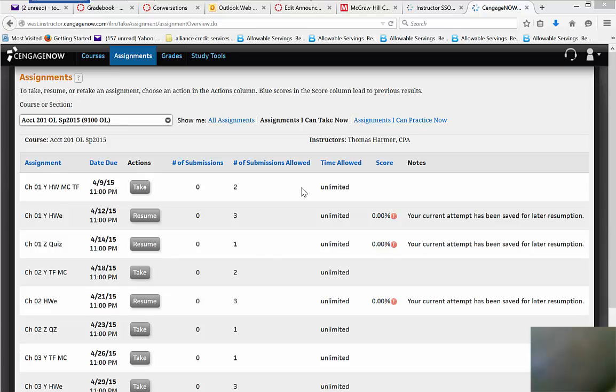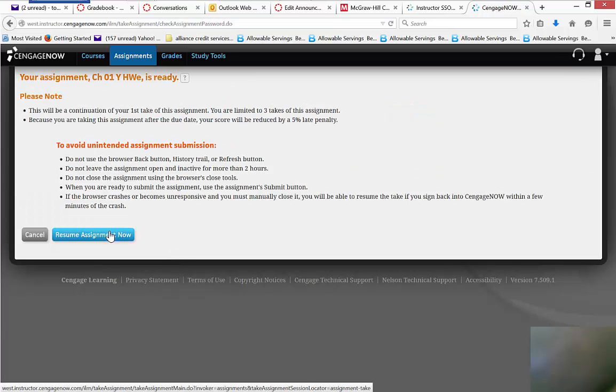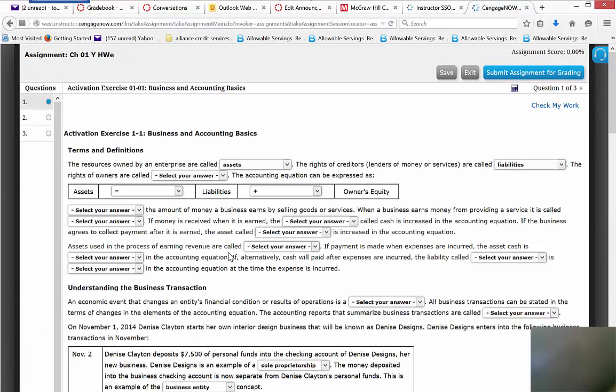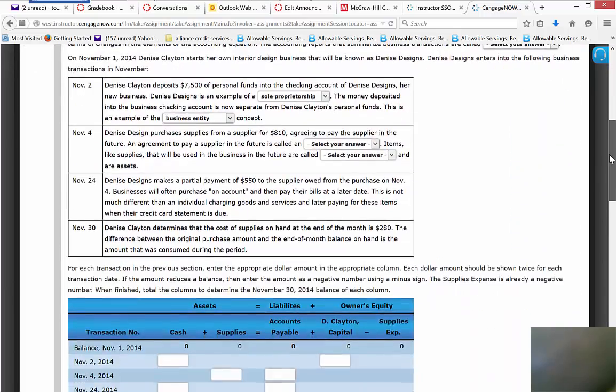So I've already gone in and played with this a bit, but I'm going to click the resume button for this chapter 1 homework exercise collection. So I go into this resume assignment, which you can do too because you have 3 attempts. And my first problem here is a whole page, and it includes fill in the blanks. So as you're reading the chapter, you can go through this and be answering the fill in the blanks.